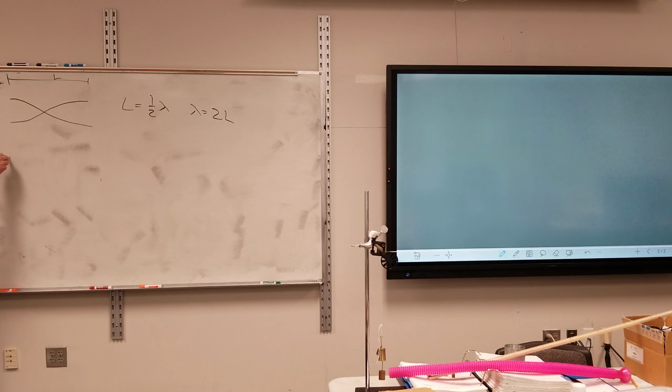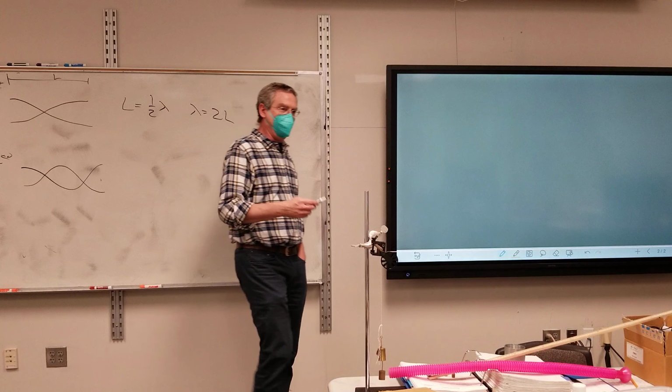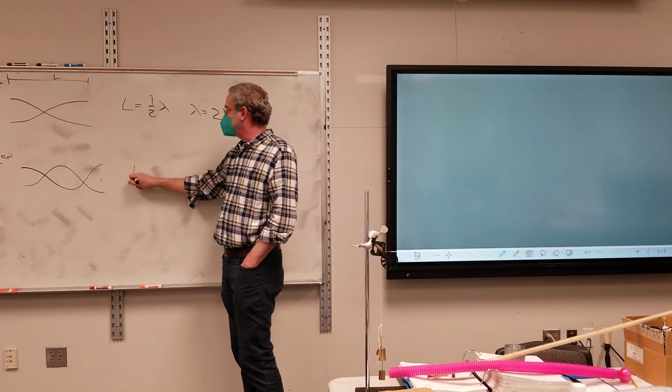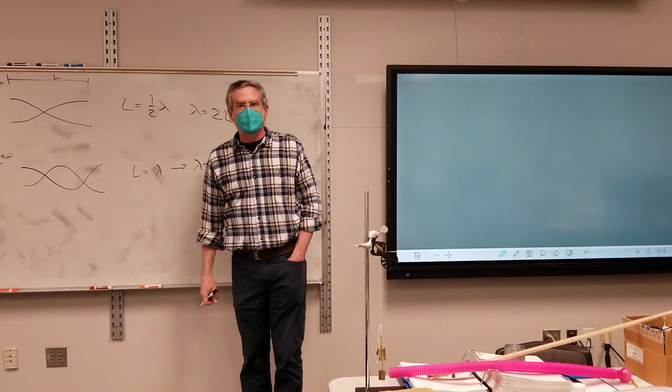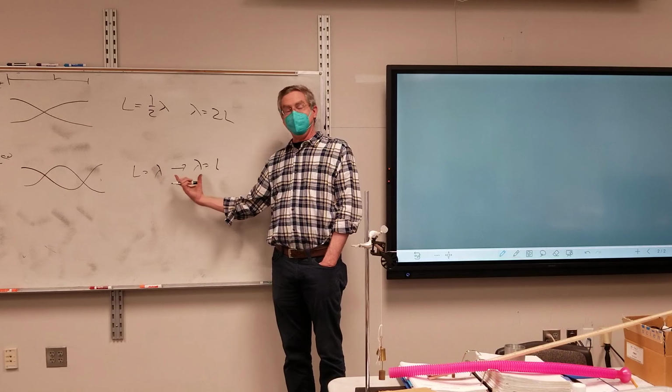The second harmonic? Would the second one be a full wavelength? If the first is a half wavelength, I'm going to go off the assumption that the second one is one wavelength. It is indeed. We still have the two antinodes, so it's going to look like that. Just as before, you add a half wave every single time. So L is equal to the wavelength, or the wavelength is equal to L, known as the reflexive property of equality.